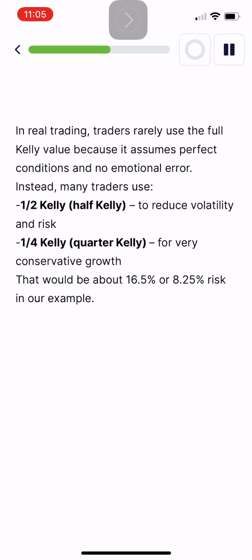In real trading, traders rarely use the full Kelly value because it assumes perfect conditions and no emotional error. Instead, many traders use half Kelly to reduce volatility and risk, quarter Kelly for very conservative growth, that would be about 16.5% or 8.25% risk in our example.